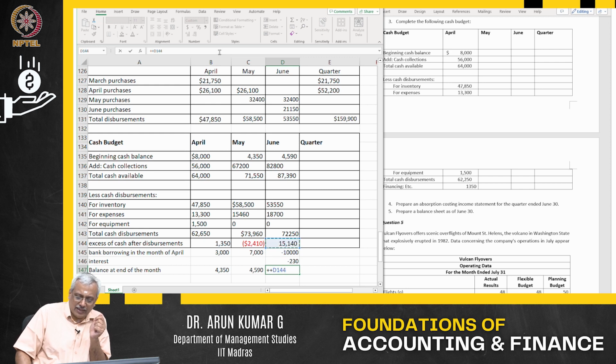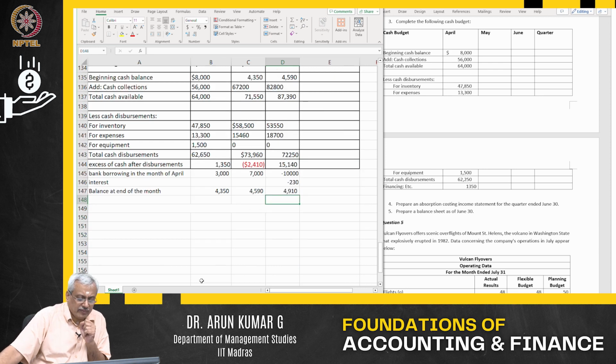So what is your ending cash balance? This is the balance I had as excess of cash after disbursements. I repay the loan of 10,000, because it already has a negative sign. I pay an interest of 230 and I will have about 4,910 as the cash balance with me.